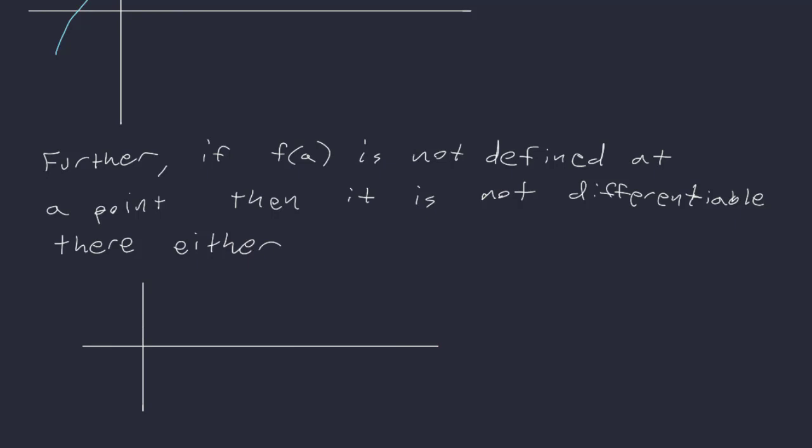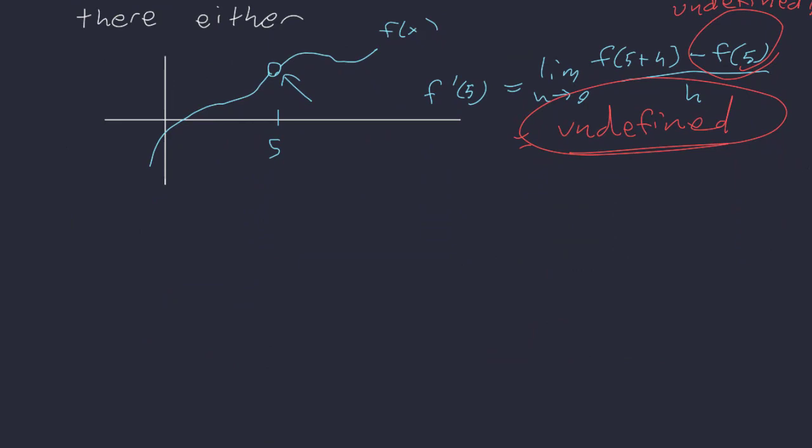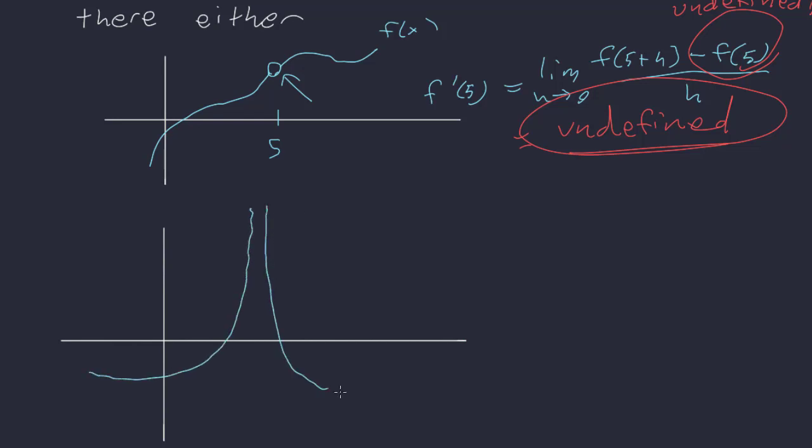Basically, it's because if you have a graph and you have a hole there, when you go to find the derivative, say you're trying to find f prime of 5, when you try to find the limit of f of 5 plus h, you can find values here, but f of 5 itself is undefined. So that's going to make this whole thing undefined. That means that if you have a blow-up point, f prime is also going to blow up.